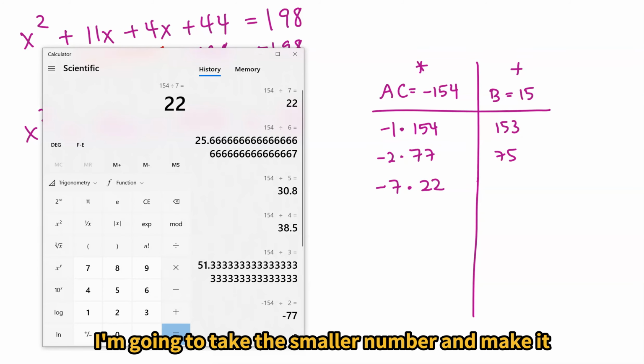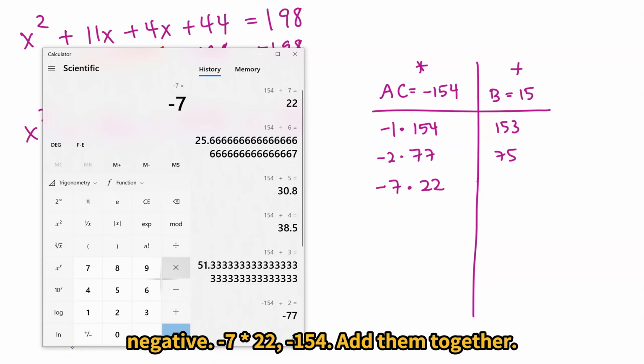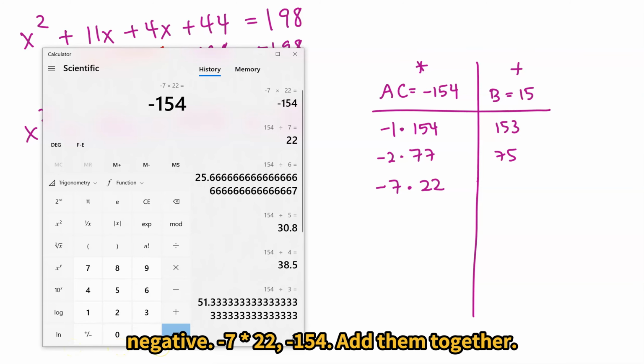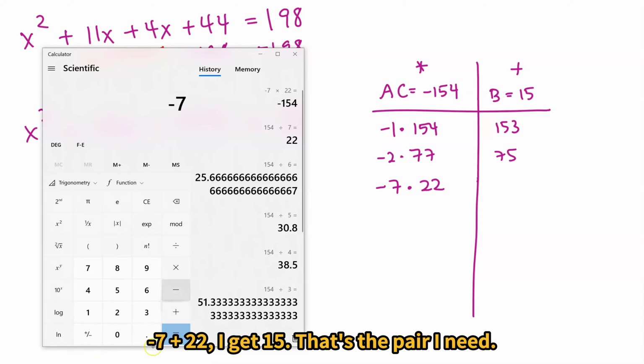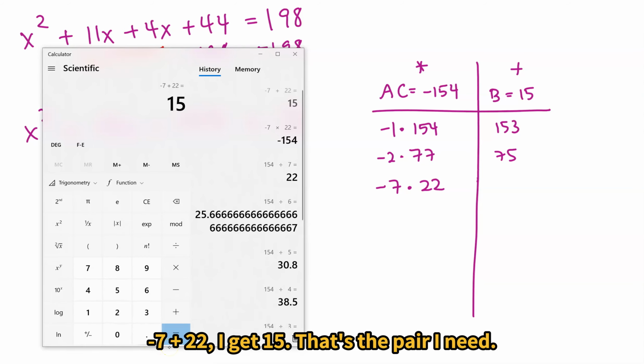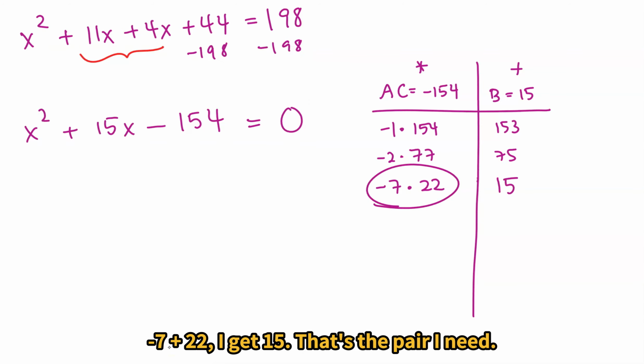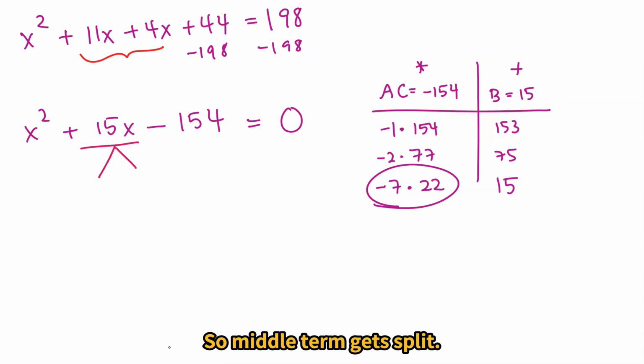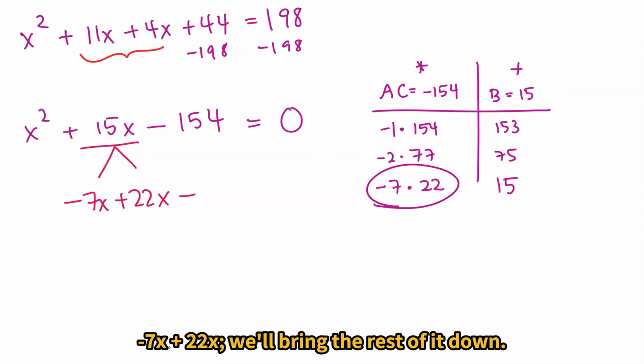I'm going to take the smaller number and make it negative. Negative 7 times 22, negative 154. Add them together. Negative 7 plus 22, I get 15. That's the pair I need. So the middle term gets split: negative 7x plus 22x.